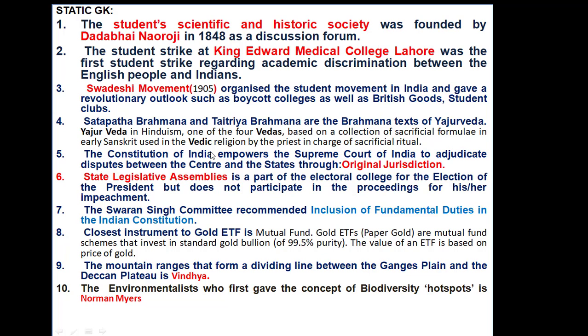Next, the Constitution of India empowers the Supreme Court of India to adjudicate disputes between the center and states through what type of jurisdiction? So, this is the original jurisdiction of the Supreme Court. So, by original jurisdiction, the Supreme Court can adjudicate disputes between the center and the states. Clear?